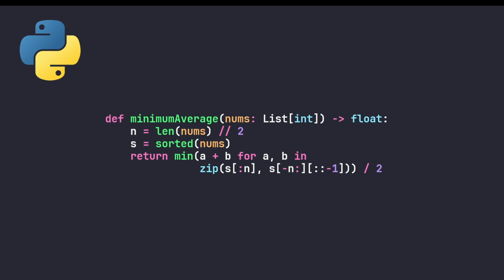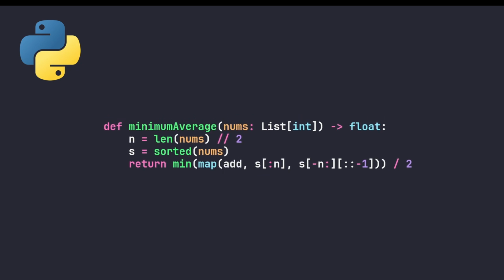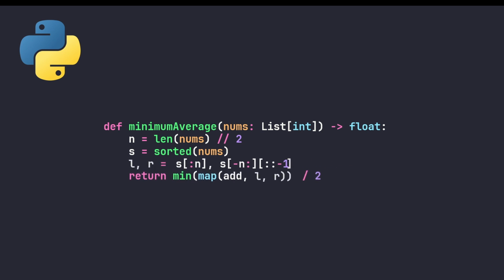But now that we have this, we can actually take this one step further and avoid our zip and just make a call to the variadic map and use the add from the operator module. Pretty nice. So this is basically where we end up. If you think that last line is a bit noisy, you can pull that out, call them L and R for left and right. But this is basically where we end up in Python.